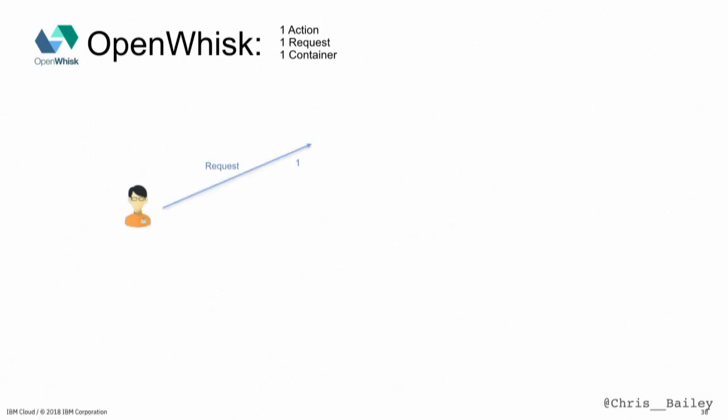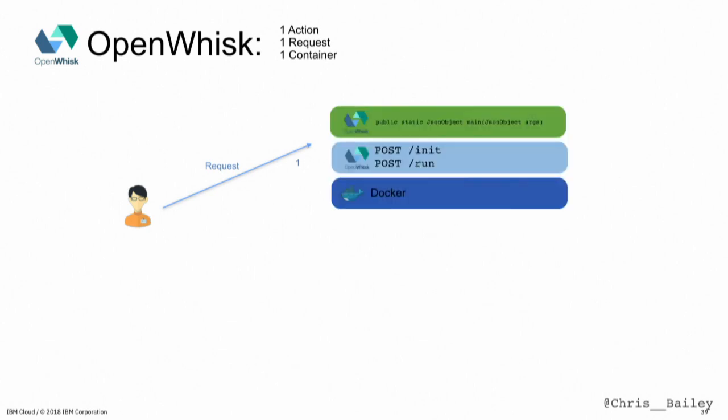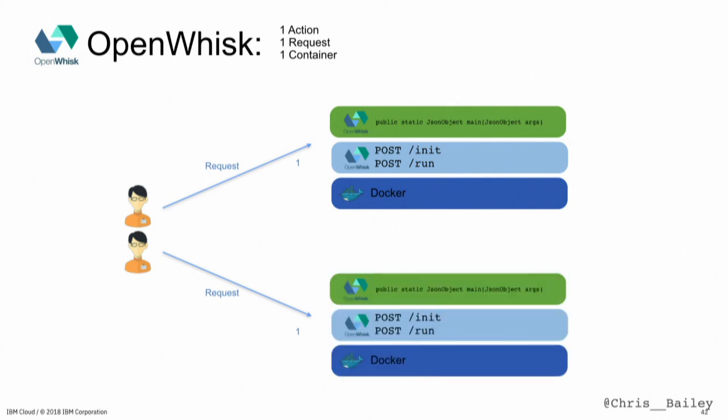What this means is, let's say I have a user that wants to make a request of a service that I've implemented using functions as a service with OpenWhisk. What happens when I make that one request is it actually starts a Docker container that has an OpenWhisk runtime in it that provides an init and a run endpoint, and then your application code sits at the top. It's one action, which is my function, one request, one container. So if I have a second user that wants to make a second concurrent request, I have a second container. Every request gets its own container, its own function applied, and its own execution.